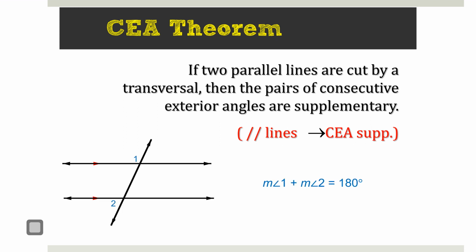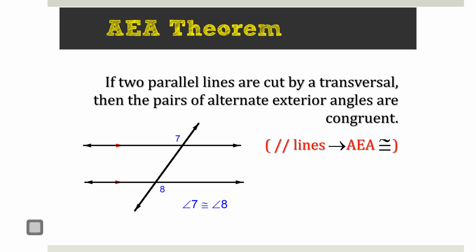Consecutive exterior are supplementary. And last but not least, alternate exterior angles. So you might be thinking to yourself, I gotta go home, I gotta memorize this. I gotta memorize that the alternate interior angles are congruent and that the alternate exterior angles are congruent. And it's simpler than that.